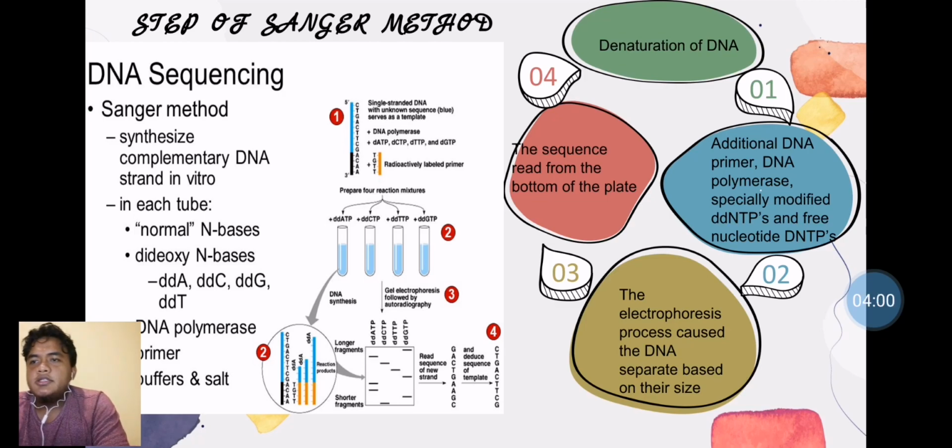So after the second step is done, we have to do electrophoresis, which causes the DNA to separate based on size. After that, the sequence is read from the bottom of the plate.